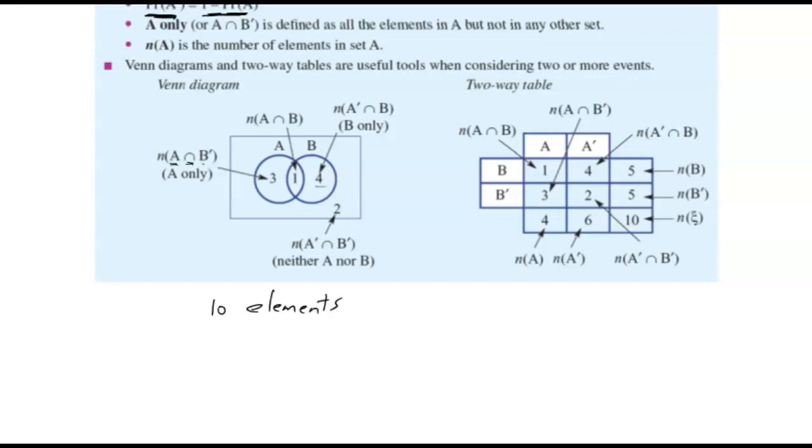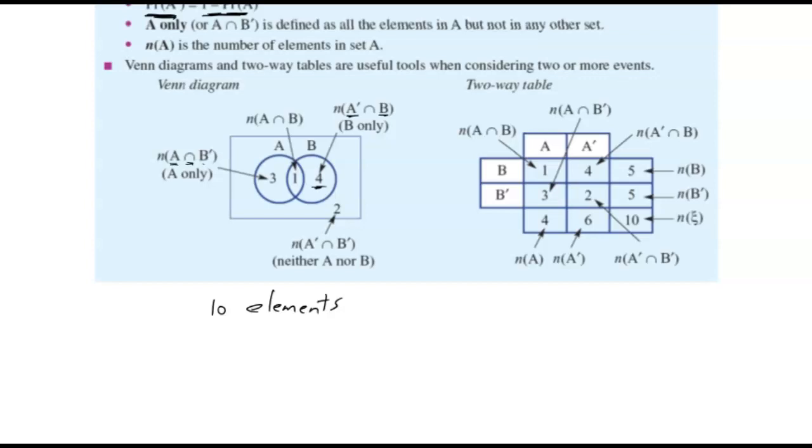Similarly, the number 4 represents the number of elements in B only, or in other words, not A and B, which is what they've represented here with an A dash and a capital B. The number 2, which is totally outside both the circles, is the number of elements that are neither A nor B. They don't belong to either of those events, and that's why they're outside the circles.